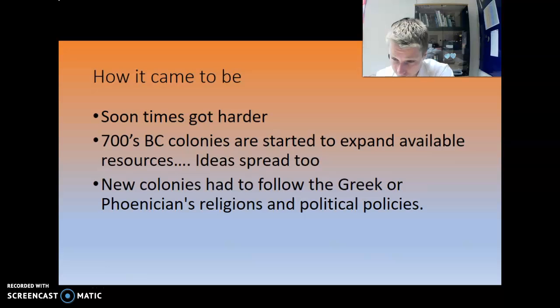But what happened is these new colonies had to follow all the Greek and the Phoenicians' religions and political policies. So these laws began to spread as well, right? The rights of people, the religions, these cities and temples would be built similarly to the ones where they came from. A lot of the architecture and economic policies were the same.